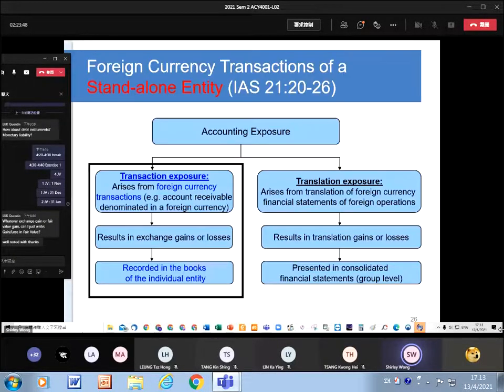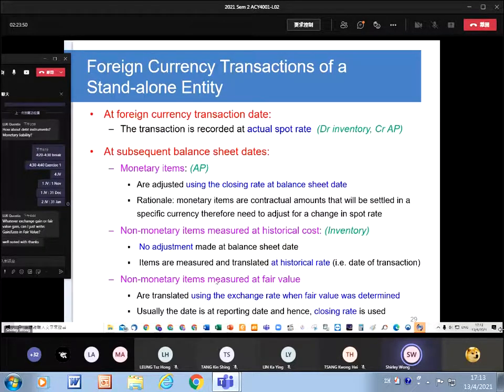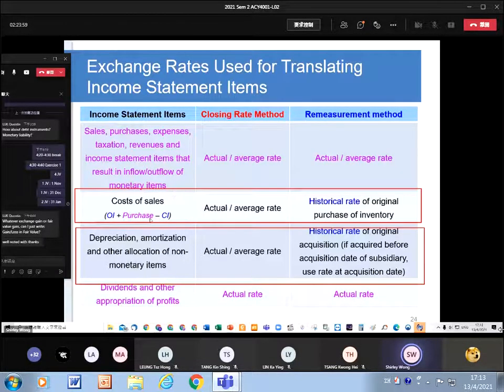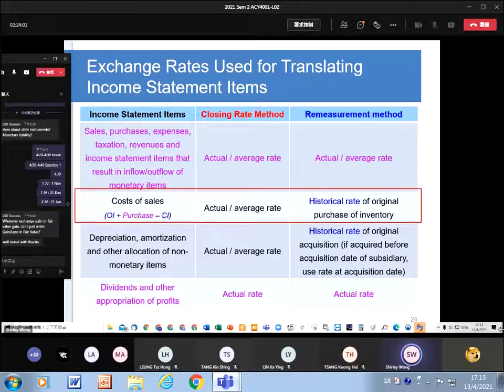Let me show you. We have gone through this, right? In slide 28, inventory is a non-monetary item measured at cost. Therefore, since it is measured at cost, when we calculate the cost of goods sold, it involves opening inventory plus purchases minus closing inventory. So these figures will be combined with actual and average rates and also the historical rate. So we need to have a note with a detailed calculation for this item, cost of sales.